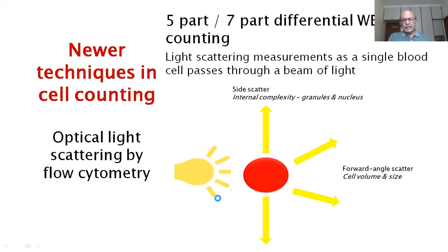When light shines on a RBC, or any blood cell for that matter, there would be forward scatter of the light and side scatter of the light. The forward scatter depends on the cell volume and size, while the side scatter depends on the internal complexity of the cell: what are the type of granules in the cell, what is the size of the nucleus, and what is the quality of the nucleus. Based on the forward scatter and the side scatter, the computer then calculates and tells you what are the various types of cells.